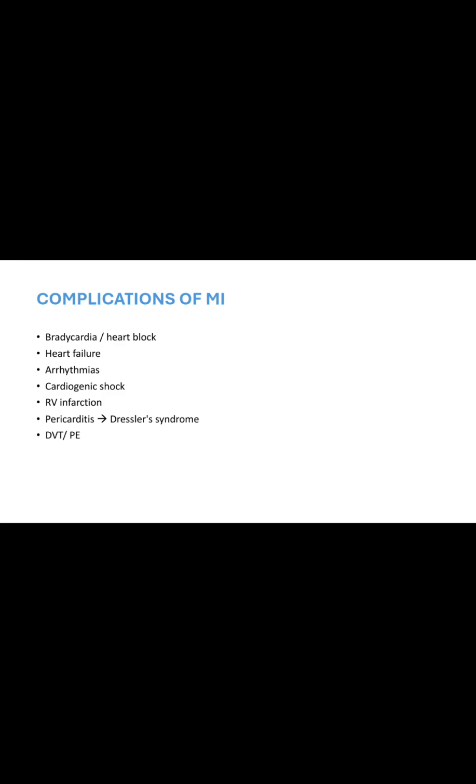Now, what are certain complications of MI in the early post MI period and late? In the early MI period, the most common complication is going to be bradycardia and heart block, but the most fatal complication is arrhythmias. They can have heart failure as well. Arrhythmias are the cause of death in patients immediately post MI. Fatal arrhythmias like VT, they can go in for VT, and they can die.